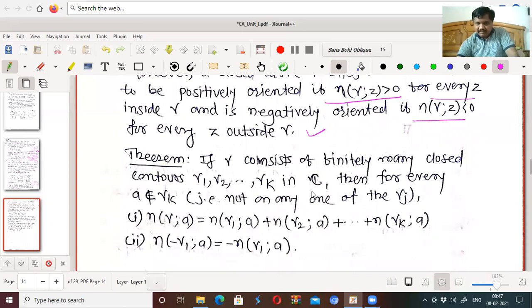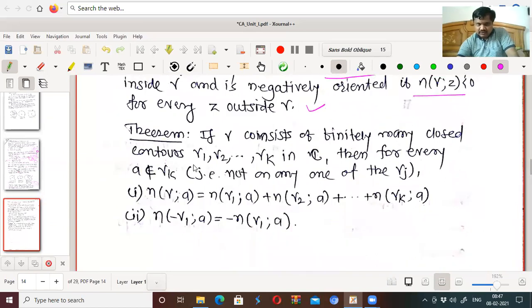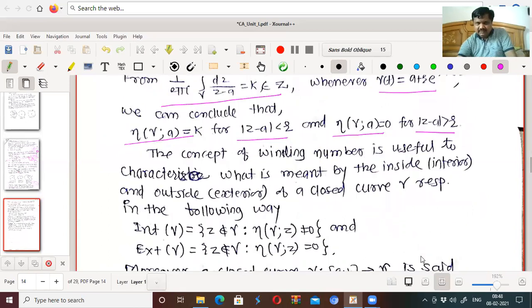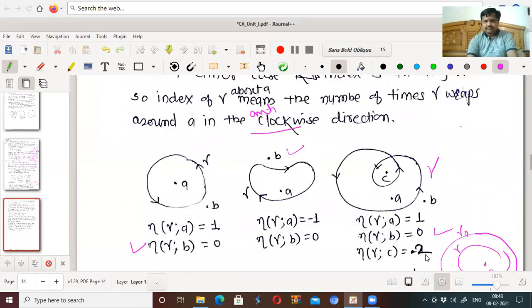Now if gamma consists of finitely many closed contours, gamma 1, gamma 2, up to gamma k, and a does not belong to any gamma k, then n of gamma, the winding number of gamma about a, is equal to the sum of the winding number of gamma 1 about a plus the winding number of gamma 2 about a, up to the winding number of gamma k about a. It will be clear by using this.